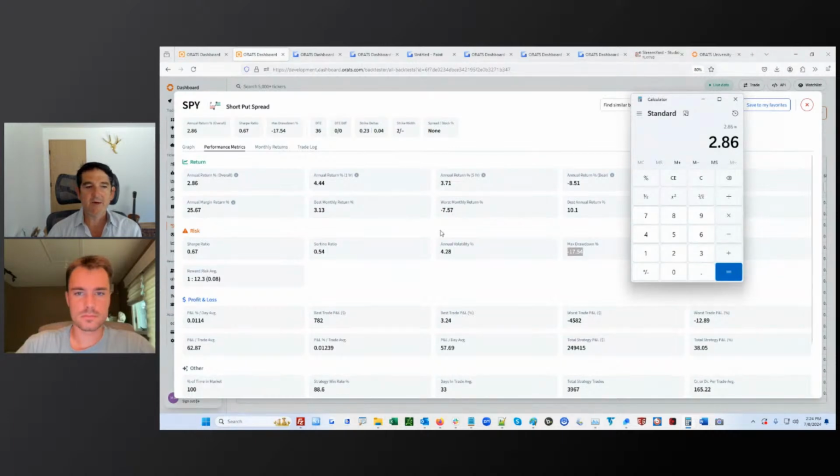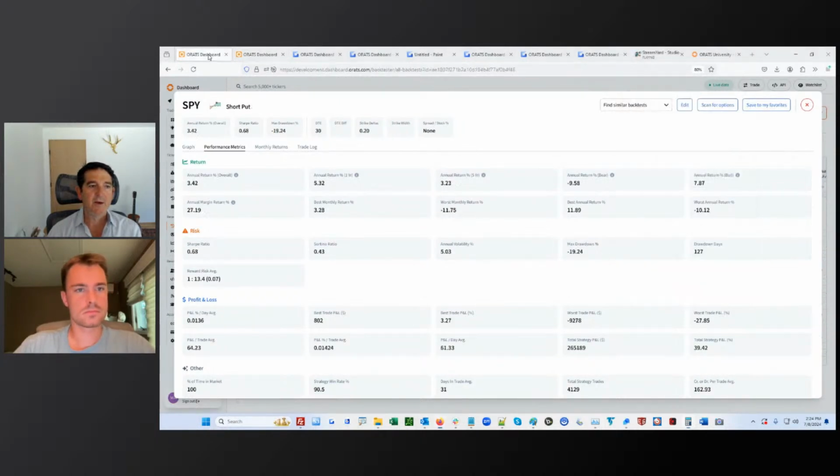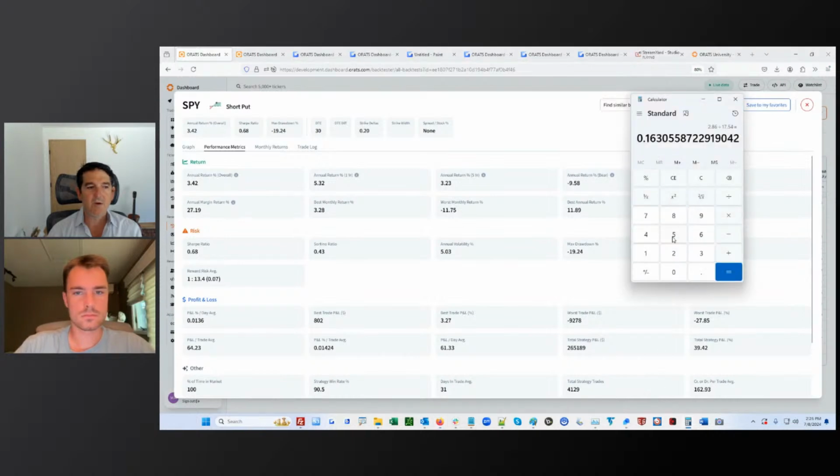So 2.86 is the return, let's just say divided by the drawdown, 17.54. Maybe we'll call that the capital that we need. So that's 16.3%. And then, let's go over here and look at 3.42 divided by the 19.24. That's 17.7%. So that's quite a bit higher return, right?